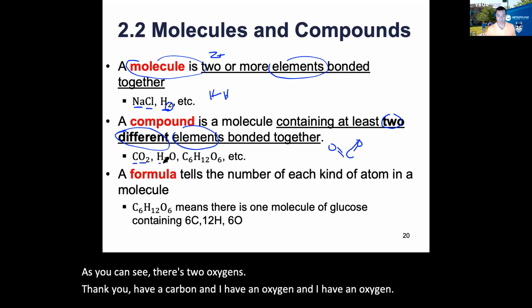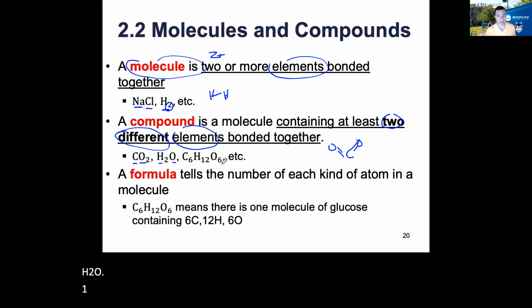H2O: 1, 2, two different elements. Okay, even though it's three, 6 carbons, 12 hydrogens, 6 oxygens, we have at least 3 different elements here.